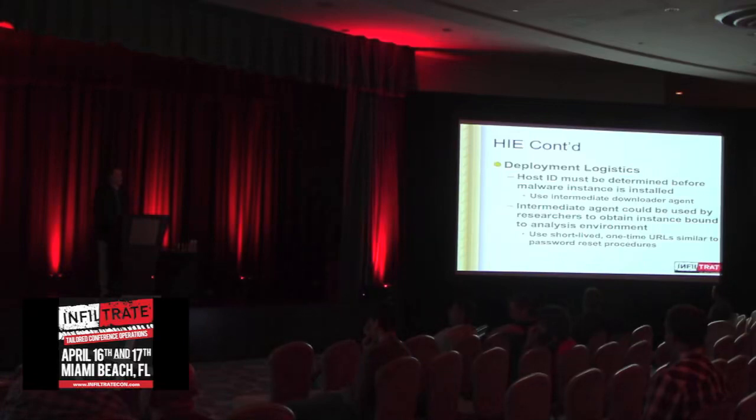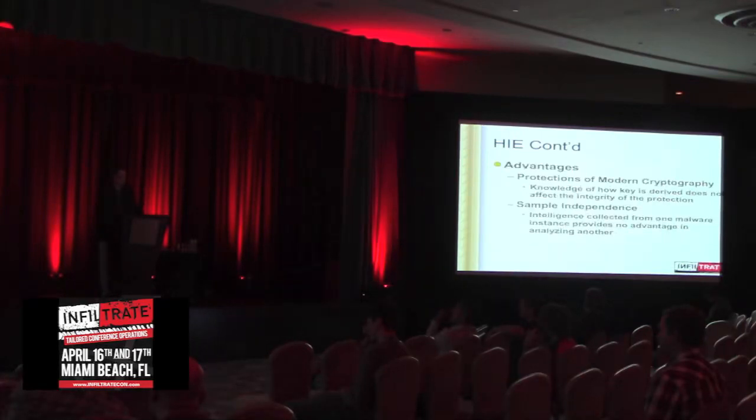So you'll use an intermediate download agent like Flashback, but unlike Flashback, the agent will have a URL in it that is basically a short-lived, one-time use URL. That way, if a researcher obtains a copy of the agent, the URL will have been used, and they won't be able to use that agent to obtain a copy of their HIE protected binary bound to their environment. And obviously, this is similar to password reset procedures.